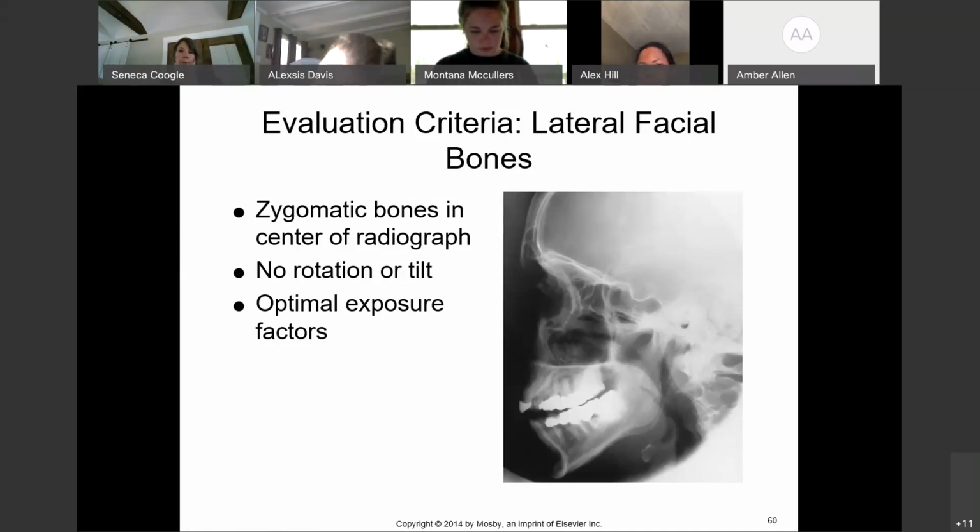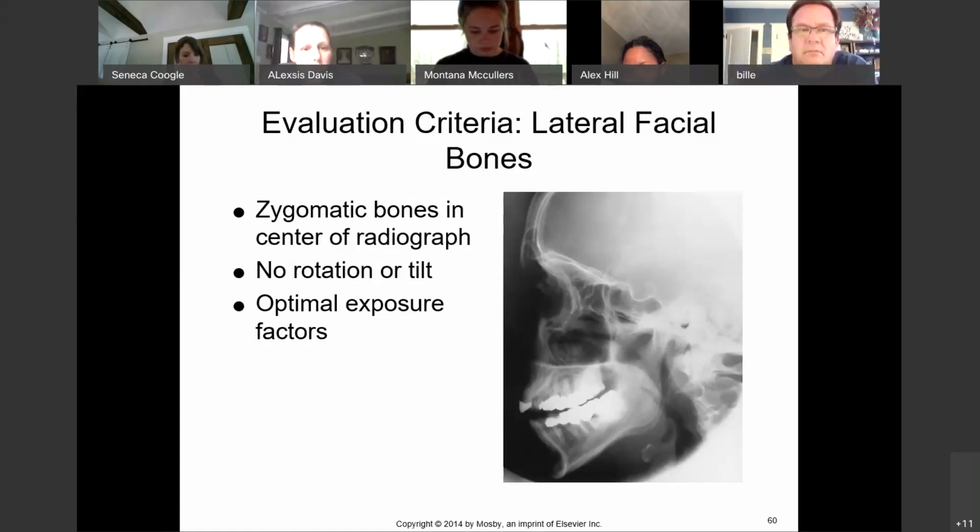Now, real quick, if someone has rotation, let's just use the superimposed condyles of the mandible. If someone has rotation, the condyle will be where? Up or below or beside if it's not superimposed? Just anybody. Beside? It'll be beside. Yes, sir.